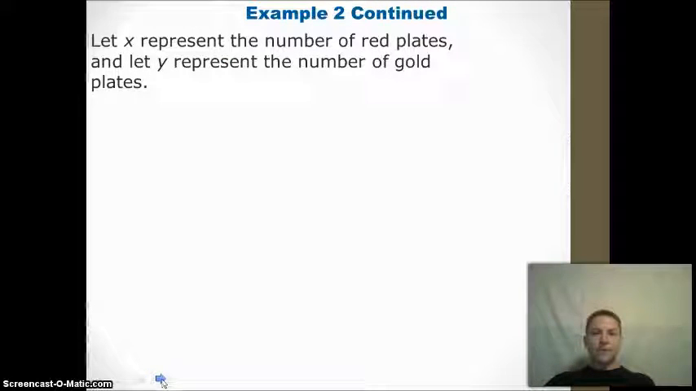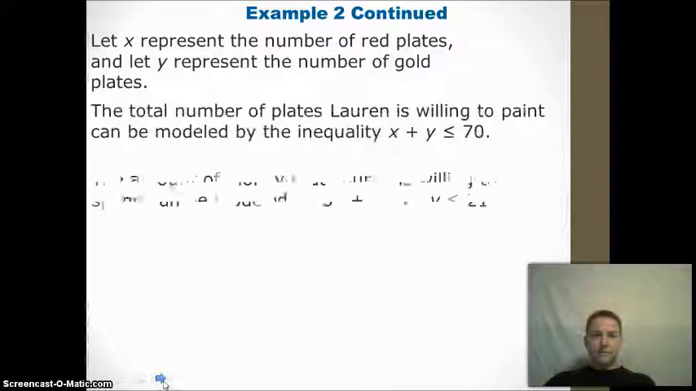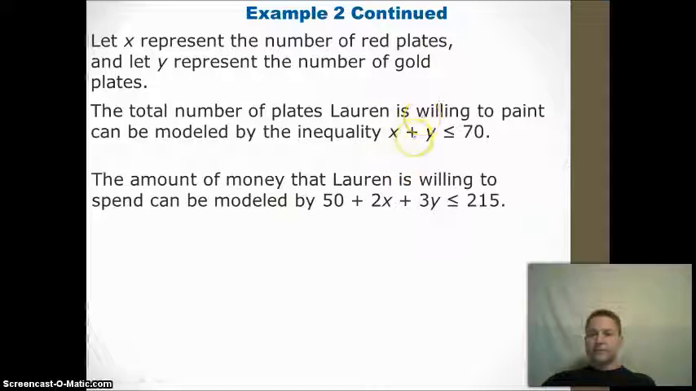So let X represent the number of red plates, Y represent the number of gold plates. The total number of plates was X plus Y is less than or equal to 70. I just, on the other slide, was basically telling you you had red plates and gold plates, and they added to 70. Okay? The amount of money you're willing to spend, remember I said all your money goes in your other inequality? There it is. Here's all the money. It was in the other inequality.